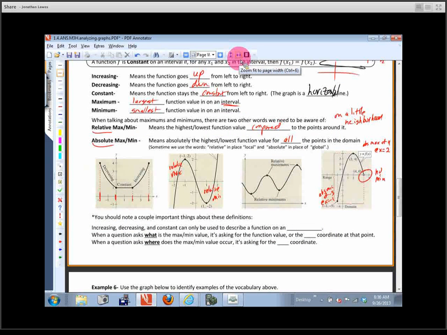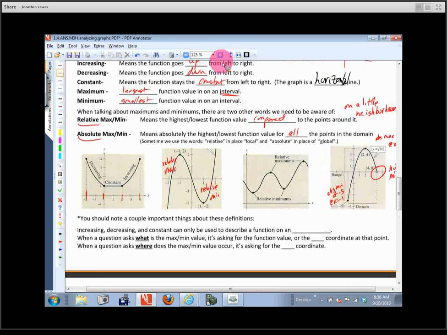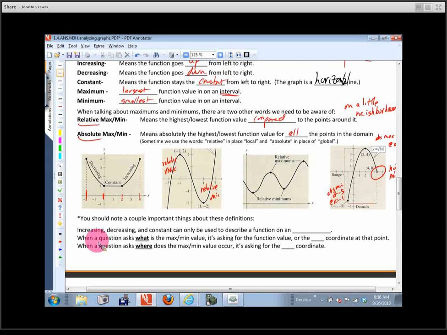All right? So we want to notice a couple important things about these definitions. This is really important. People mess this up all the time because they misconstrue the idea. Increasing and decreasing and constant can only be used to describe a function on an interval. Because of the way the definitions are, you have to be moving from left to right. If you don't have an interval, if you're just at one particular point, you can't describe it as increasing or decreasing.